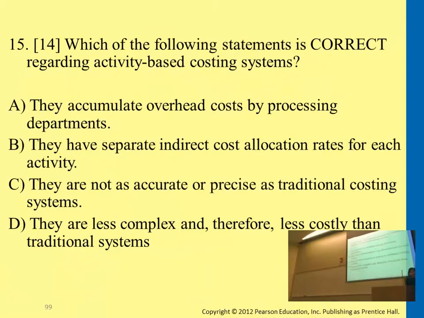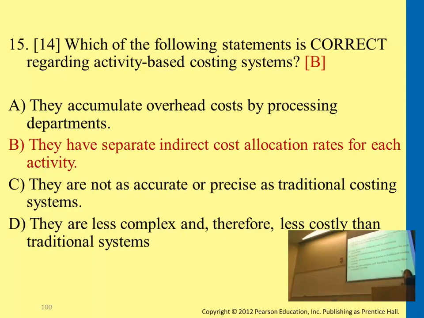Okay, next question. Which of the following statements is correct regarding ABC systems? Accumulate overhead costs by processing departments. They have separate indirect allocation rates for each activity. They are not as accurate or precise as traditional costing systems. They're less complex and less costly than traditional systems.